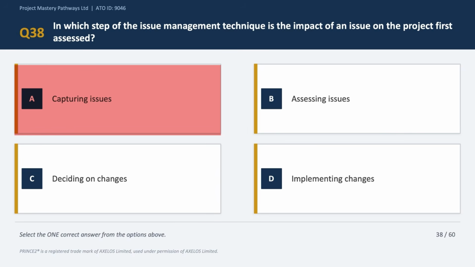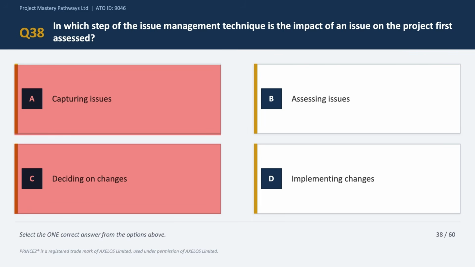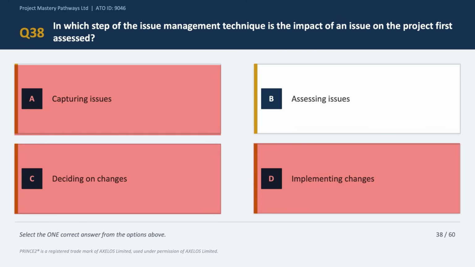Option C says deciding on changes. Now deciding comes after assessment, right? First you understand the impact and then you make a decision. You cannot decide without assessing an issue first, right? It's common sense. So option C is incorrect. Let's look at option D, which says implementing changes. Now implementation comes last, right? This is well beyond the assessment stage. So we can eliminate option D as well.